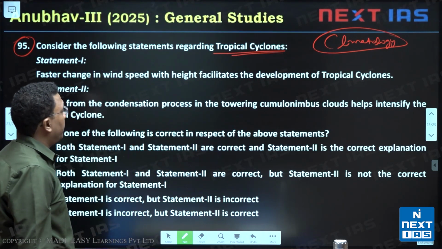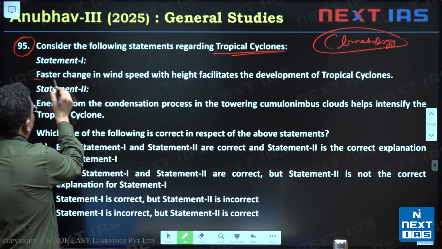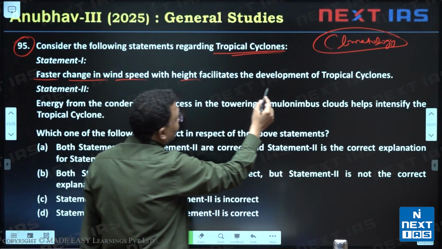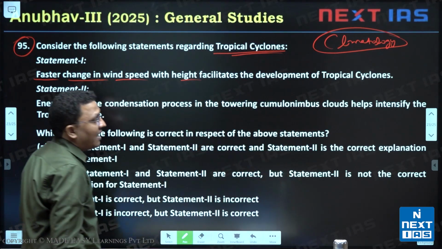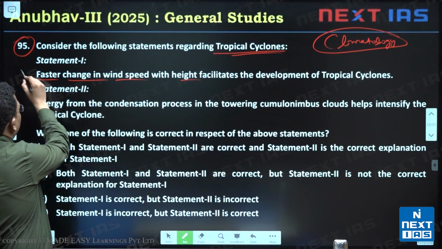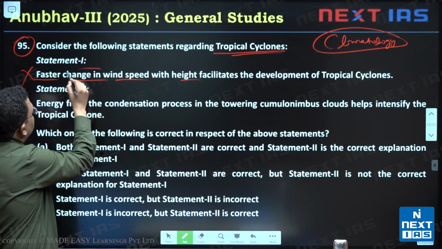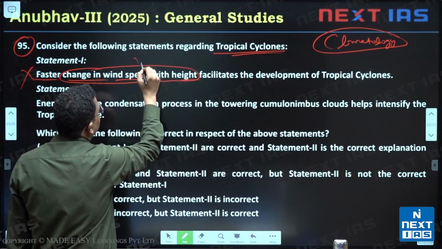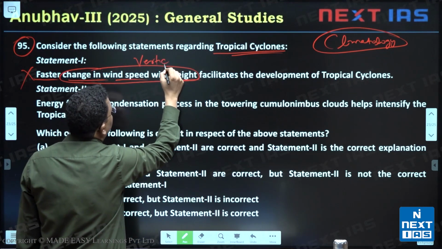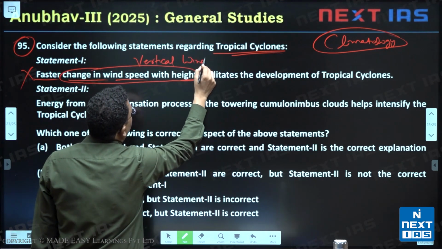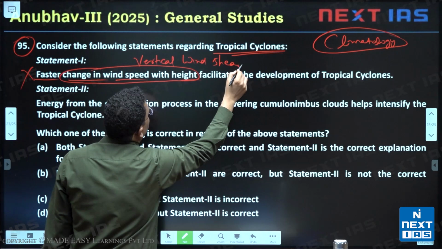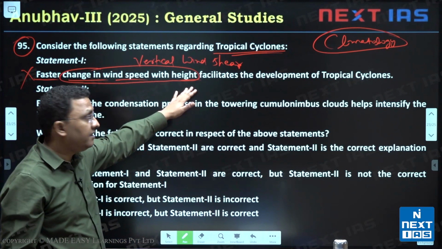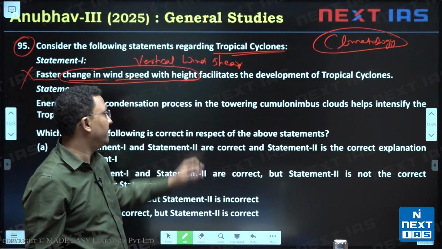So let's read the first statement. Statement says faster change in wind speed with height facilitates the development of tropical cyclones, right? This is not correct. In fact, change in wind speed with height is what is known as vertical wind shear, right? Change in wind speed with height is known as vertical wind shear, right?